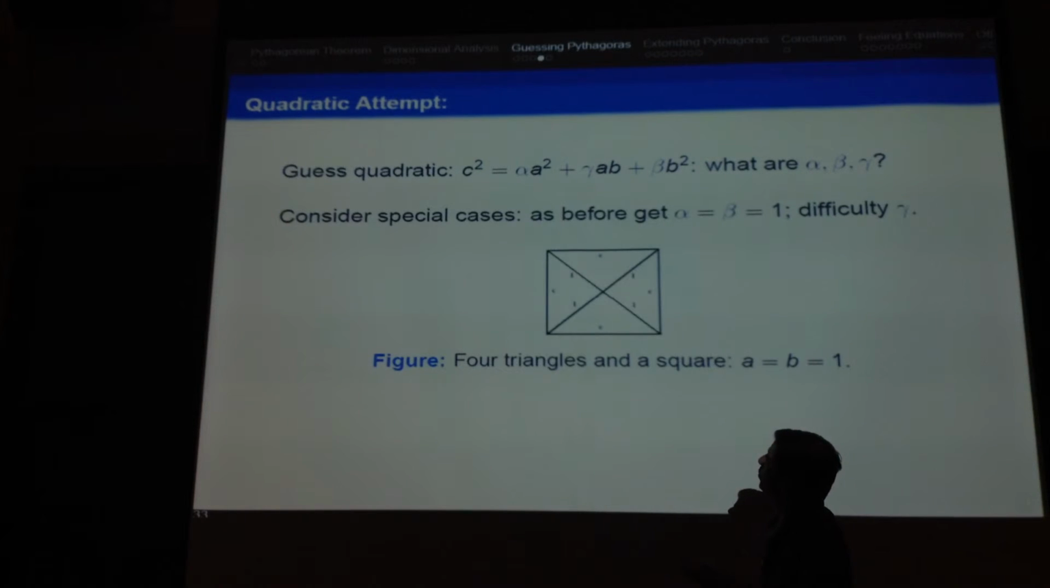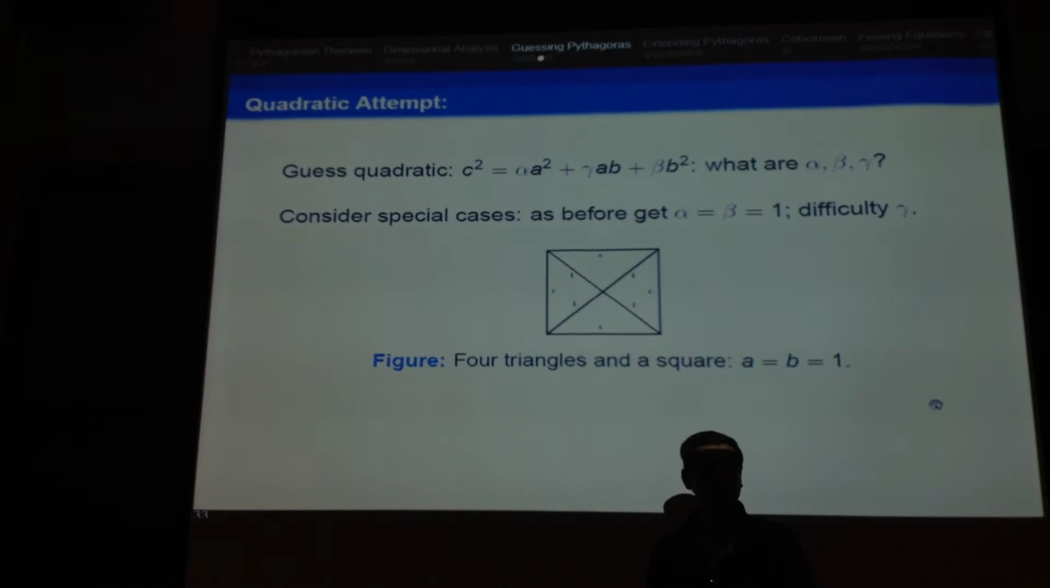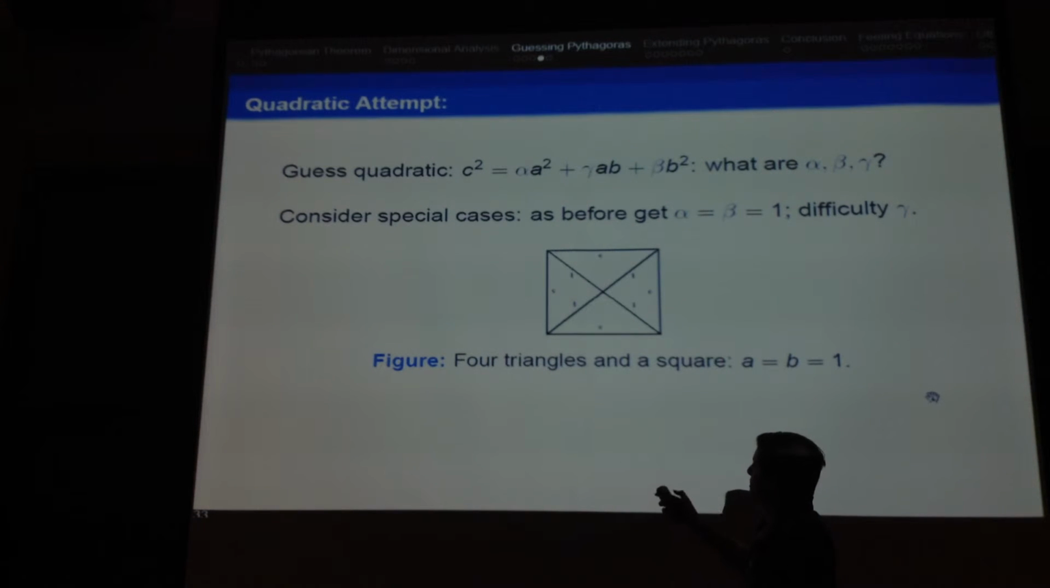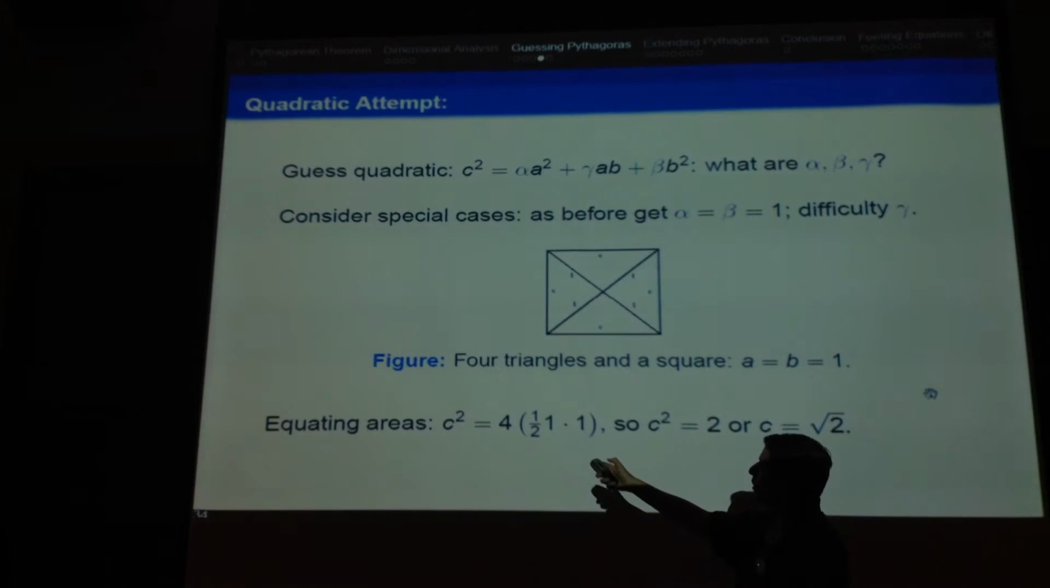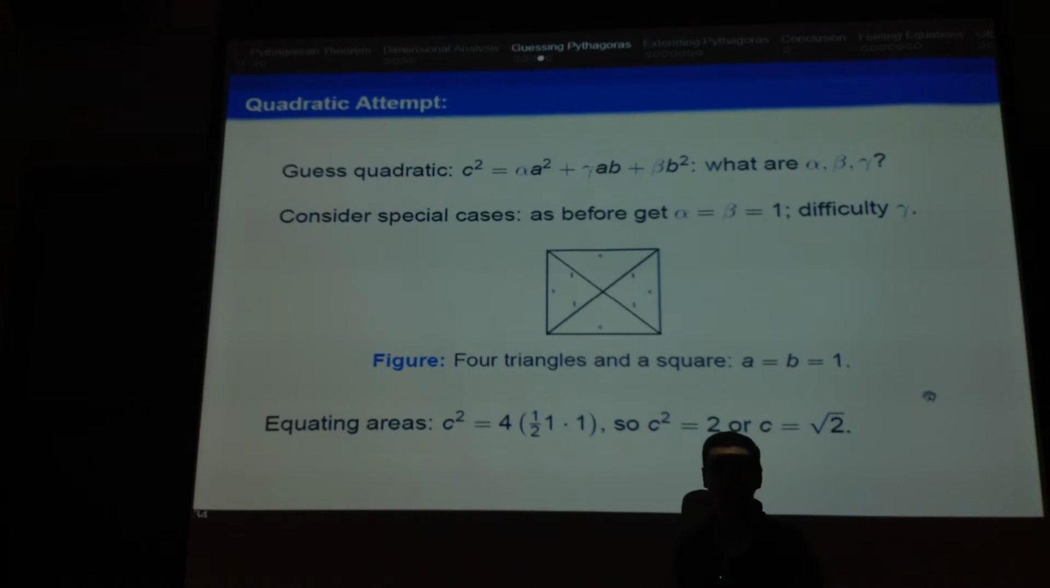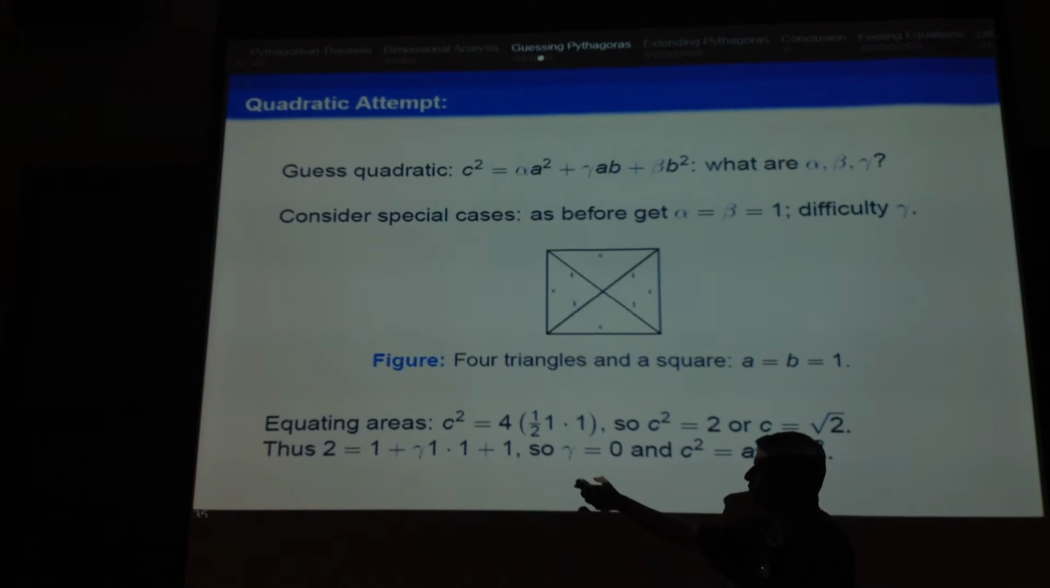So the difficulty is, what is gamma? Well, I'm lazy. I could do this with the 30, 60, 90 triangle. I will do it with the same one before. The only difference is now instead of a 2, I have a c. And so now if we equate areas, I get c squared has to be 4 times 1/2. So we get c squared equals 2, or c equals the square root of 2. So if we substitute, 2 equals 1 plus gamma, 1 times 1 plus 1. So gamma has to be 0.